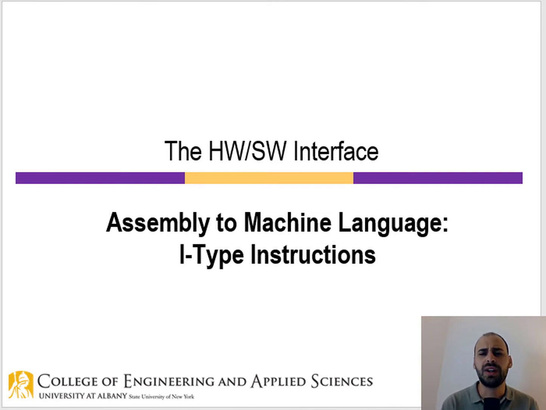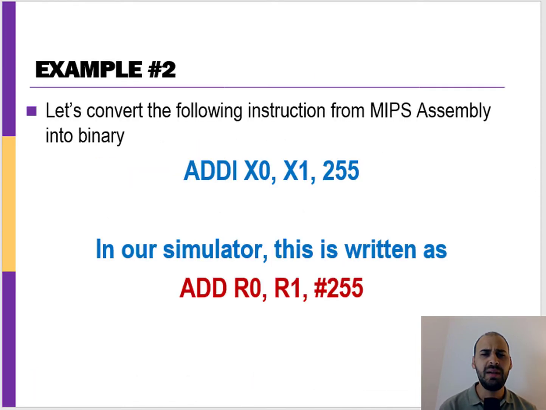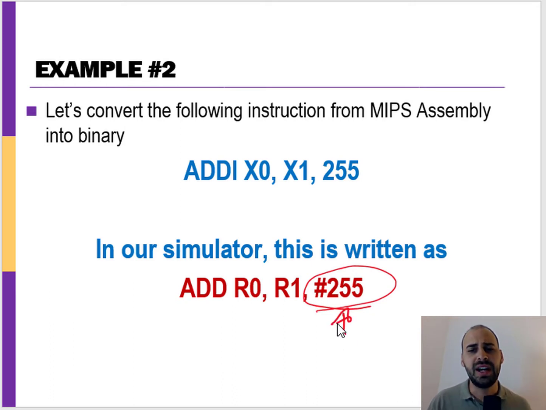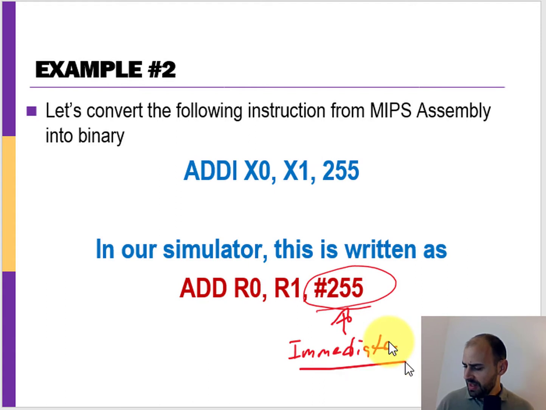In this video, we're going to do something a little different. We're going to look at an I-type instruction. I stands for the word immediate. Immediate instructions have what is referred to as the immediate field, which looks something like this, where part of the instruction is not a register, but what's considered an immediate value.